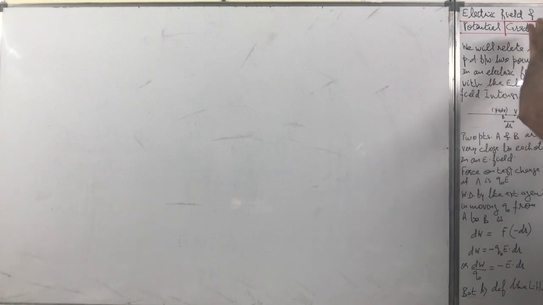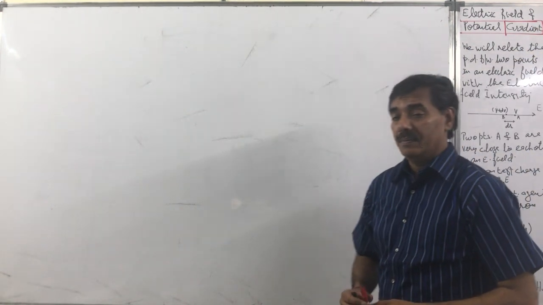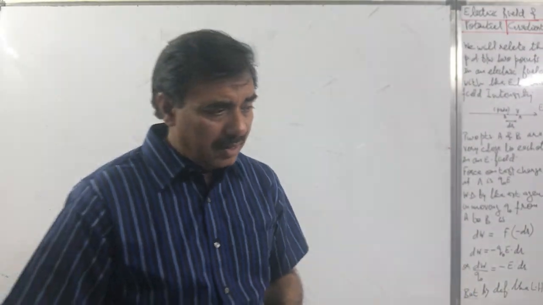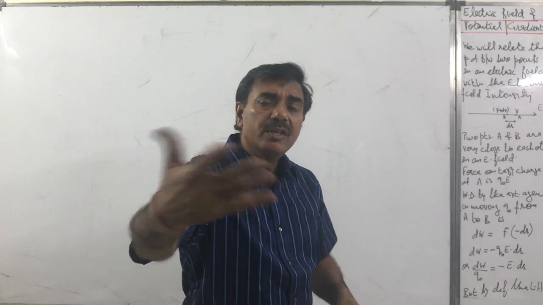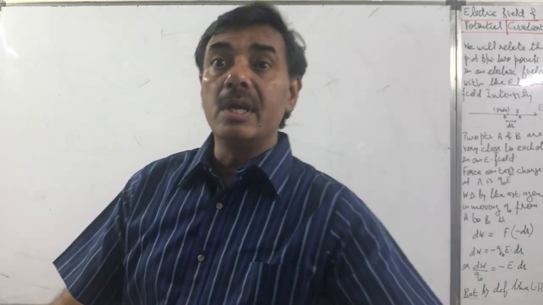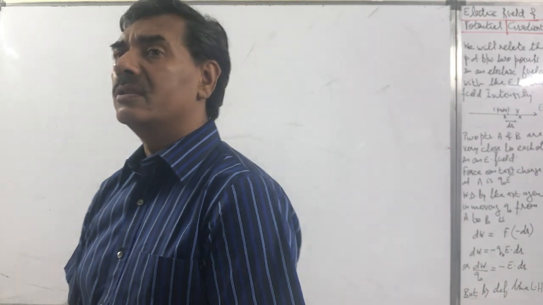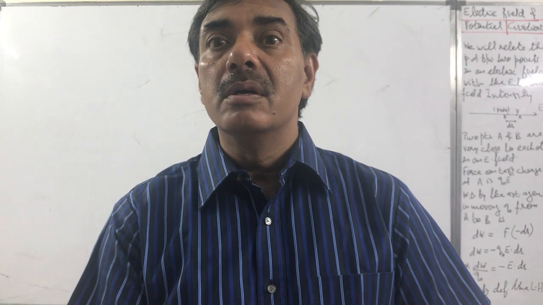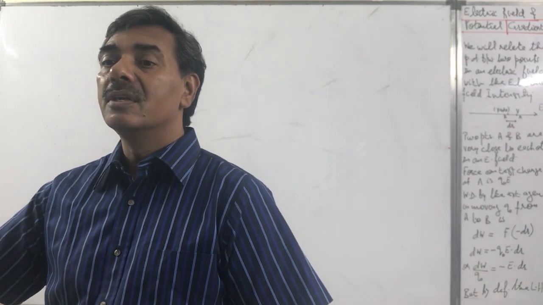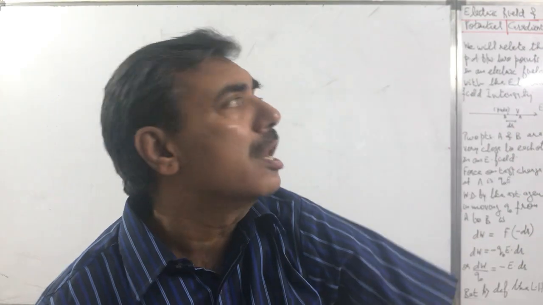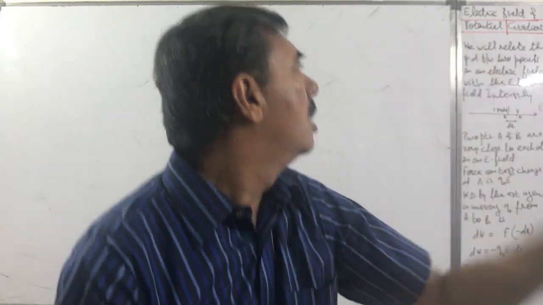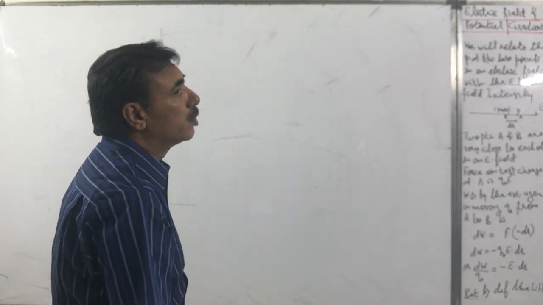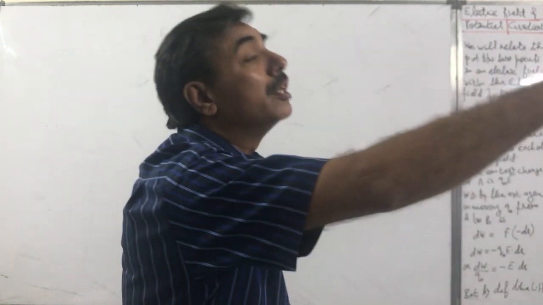I hope you understand the word gradient. Remember we did velocity gradient, change in velocity with distance. Pressure gradient, change in pressure with distance. Temperature gradient, change in temperature with distance. Here we are going to have potential gradient, which will be change in potential with distance.